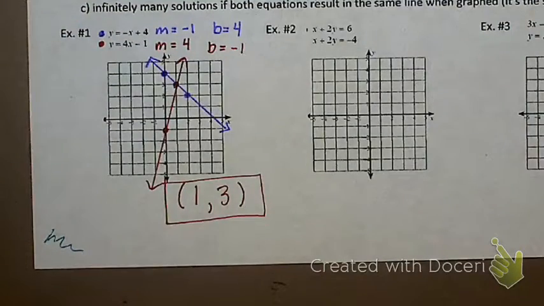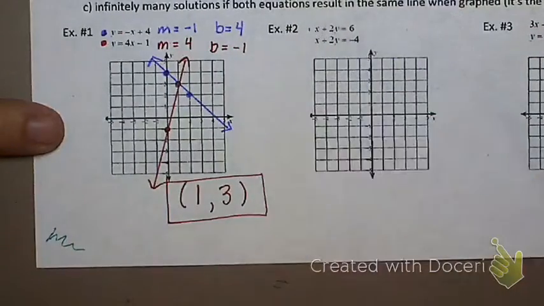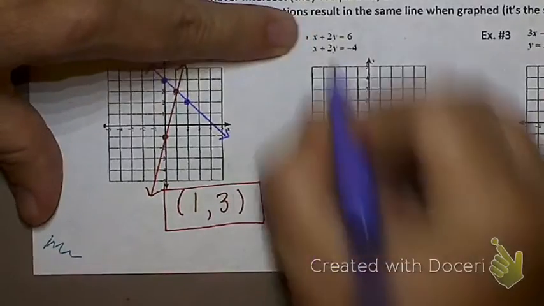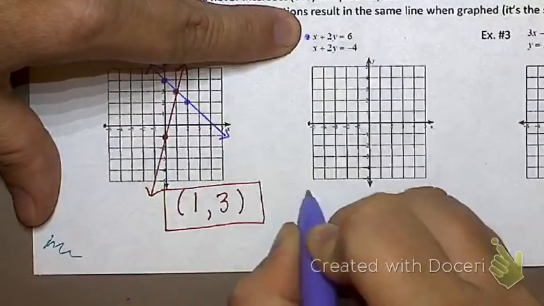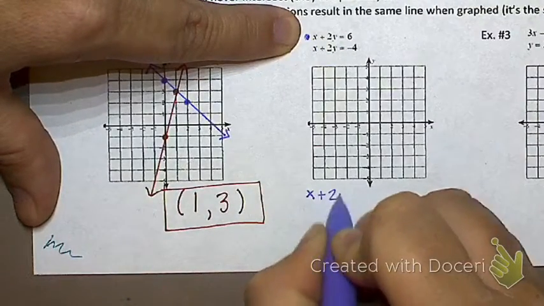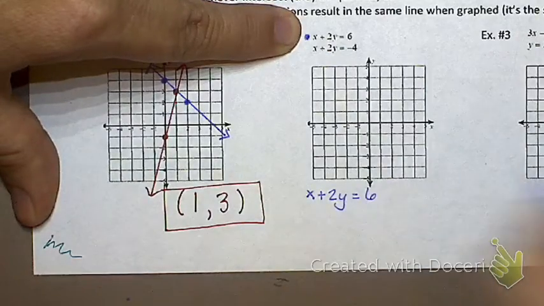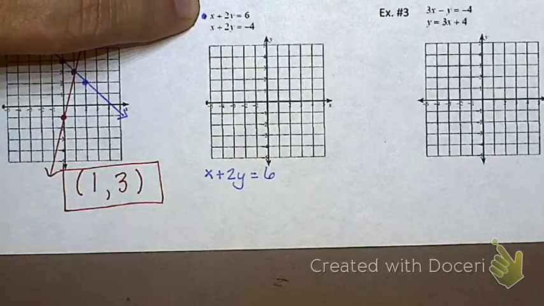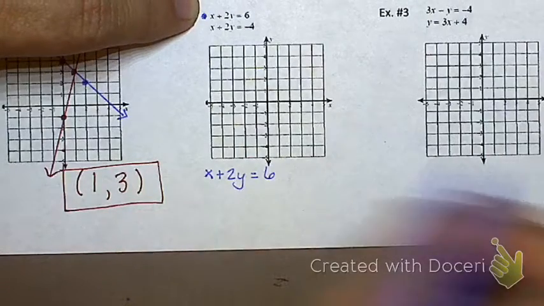Now, that one was nice because both of those were in graphing form for us. This one does not look like it's going to be quite as nice, does it? So let's see. I'm going to take the first equation, x plus 2y equals 6. And the first thing I'm going to do is get that into y equals mx plus b form so I can graph it. Right? Get y by itself. So what should I do?